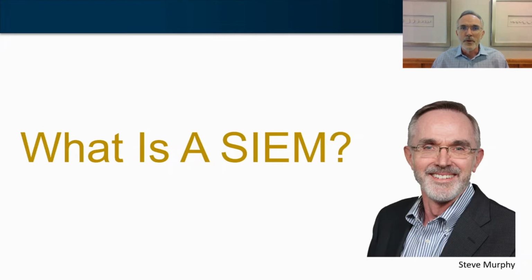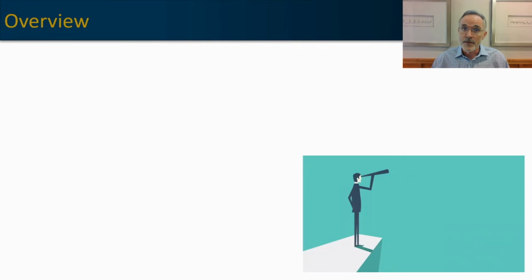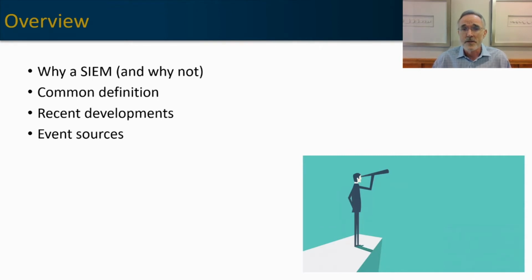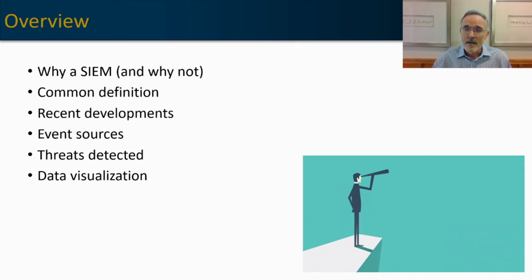As far as an overview, we're going to look at why you want to implement a SIEM, what a common definition of a SIEM is, and then what's been happening over the last couple of years to change that common definition of a SIEM to update it to what a SIEM really means today. We're going to take a look at the event sources that you need to be prepared to ingest into your SIEM. We'll look at the threats that are detected by a SIEM and get an idea of what type of data visualization you can expect. And then we'll talk about what you need to think about before you purchase a SIEM.